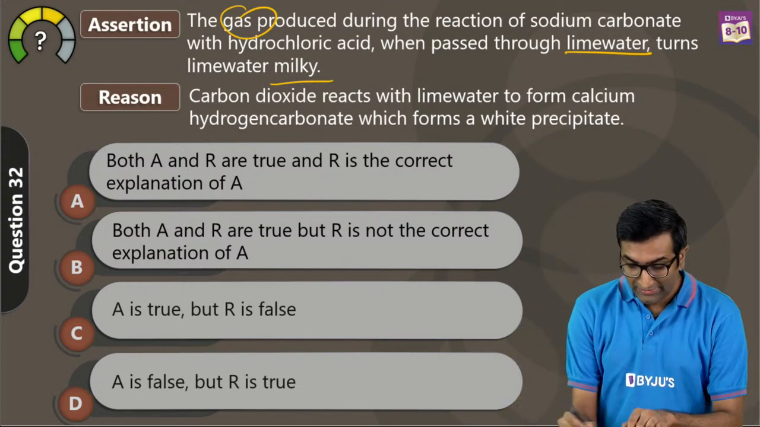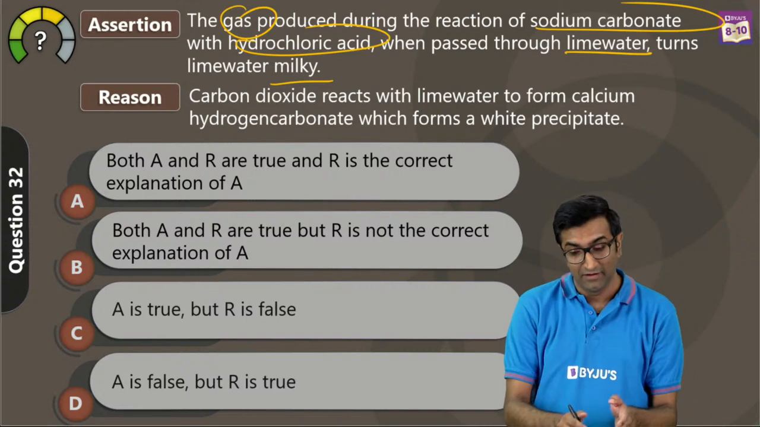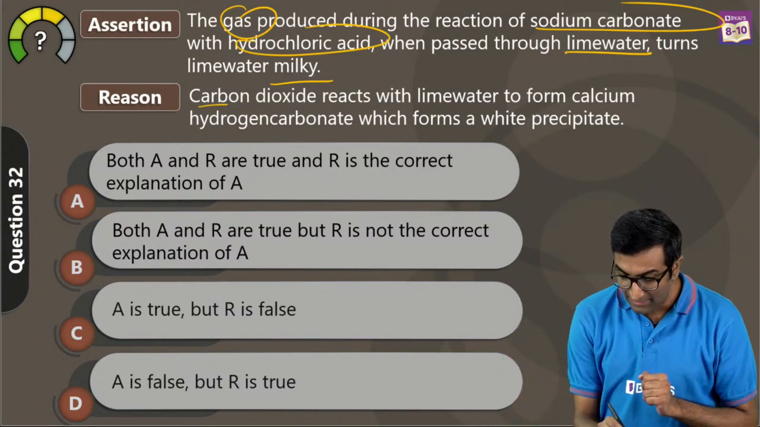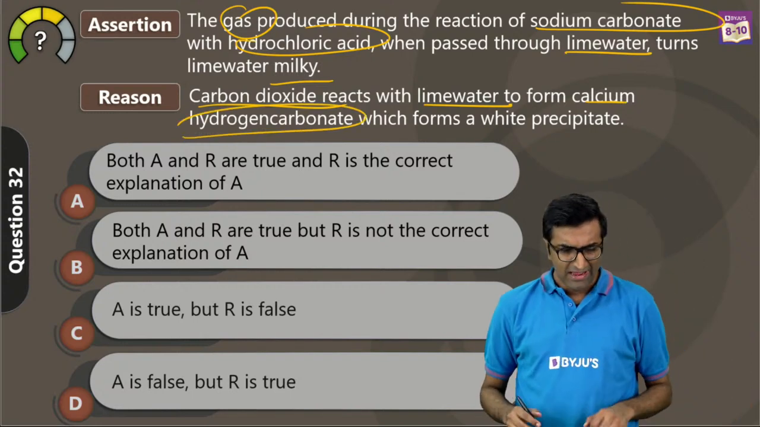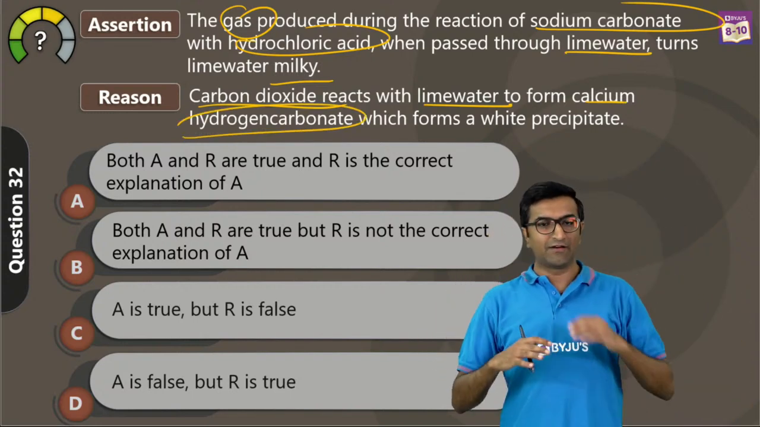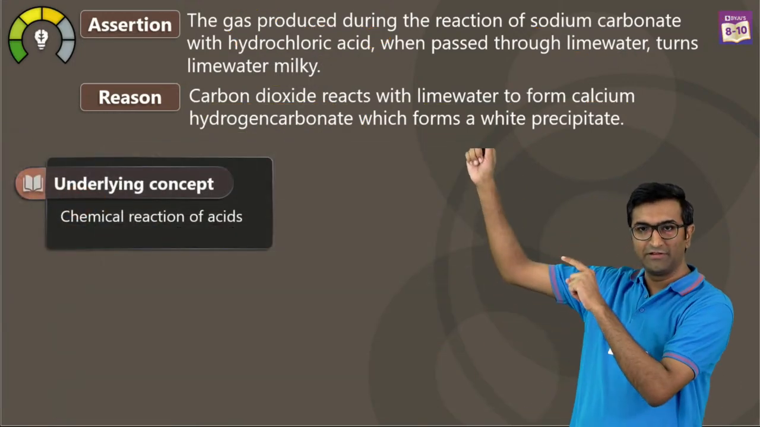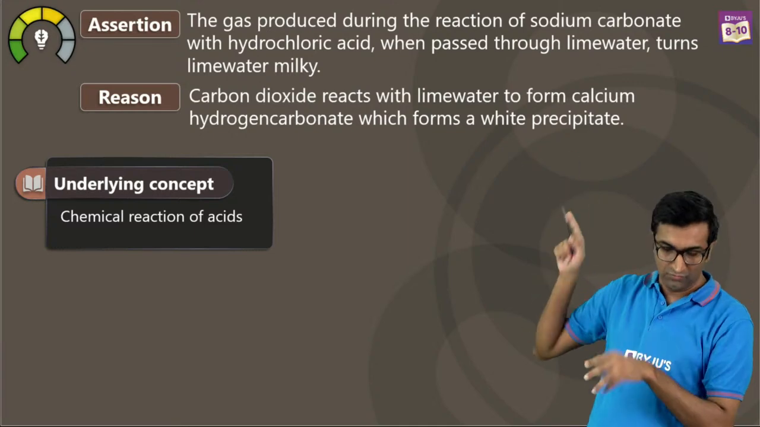Anyway, gas is produced during a reaction of sodium carbonate with hydrochloric acid. So there's an acid and there's a base that are reacting. Reason: carbon dioxide reacts with lime water to form calcium hydrogen carbonate, which forms a white precipitate. It seemed like an easy question that you should get right away, but there's a small trick to it, which is why you see on the top corner there that it's got four bars, not two.